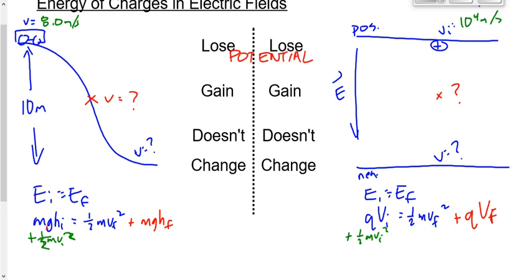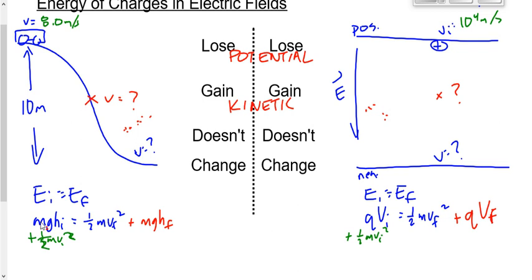So in this case, we lose gravitational potential energy. In this case, we lose electric potential energy. What kind do we gain? Kinetic in both cases, right? Here we gain kinetic energy because it speeds up. Here we gain kinetic energy because it speeds up.